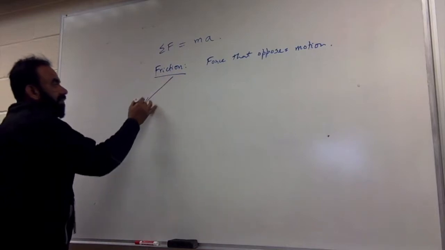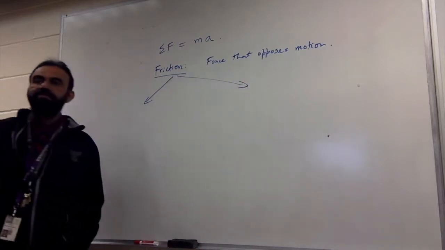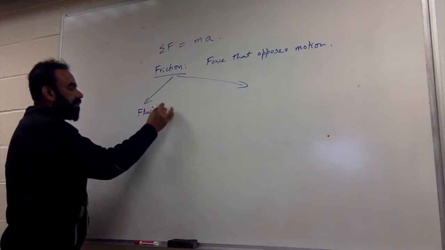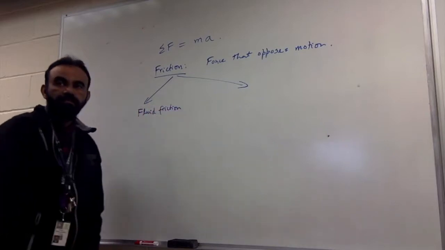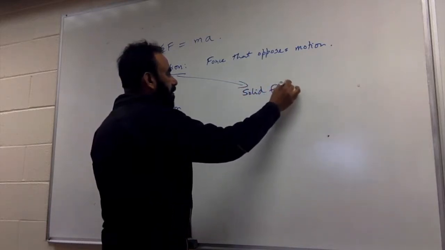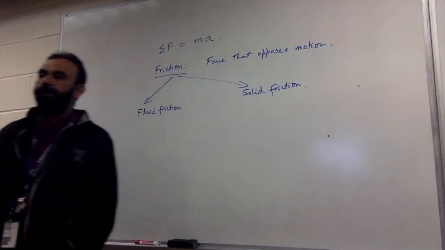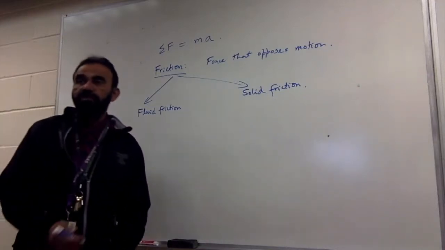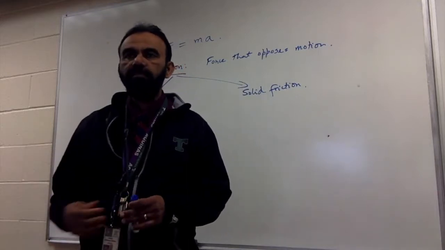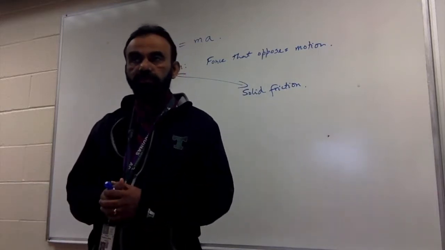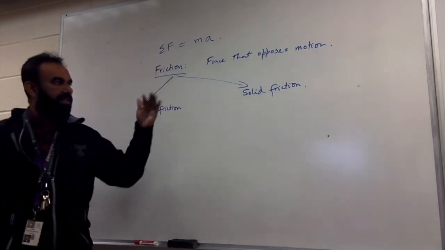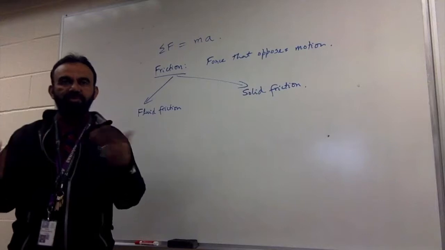Friction is of different types. There's fluid friction, and there's solid friction. What's a fluid? Anything that flows. Air is a fluid. Water is a fluid. So fluid friction and solid friction, what is the main difference between them?